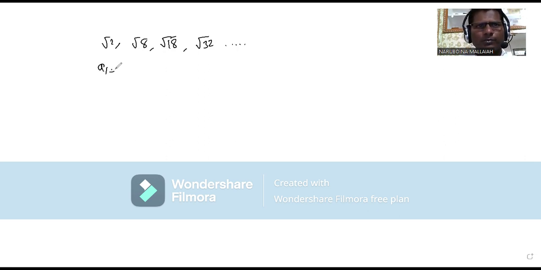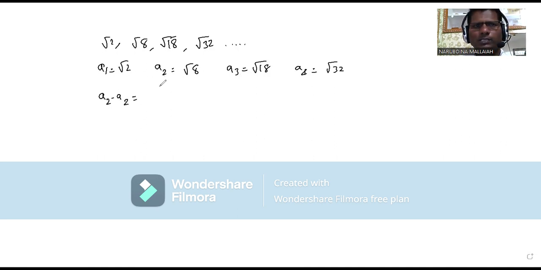A1 is equal to root 2. Second term, A2 is equal to root 8. Third term, A3, is root 18. Fourth term, A4, is equal to root 32. To find the common difference, we subtract A1 from A2: A2 minus A1, where A2 is root 8 and A1 is root 2.